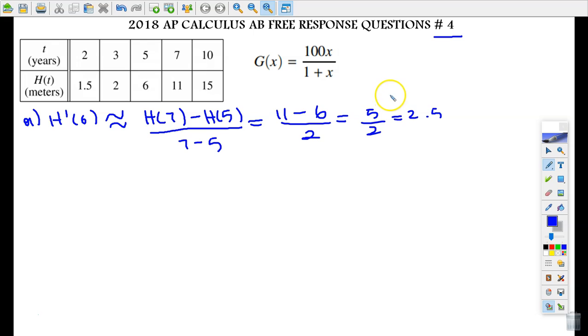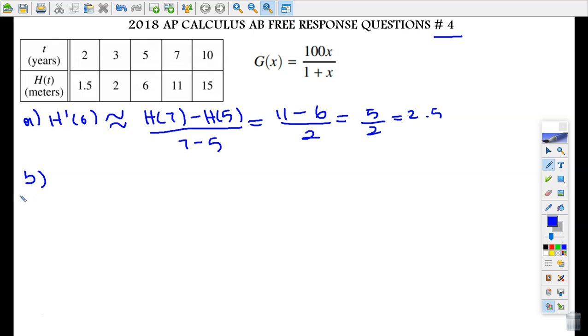The question also asks us to interpret the meaning of h prime 6. The meaning is that h prime 6 is the rate of change in the height of the tree in meters per year at time t equals 6 years. Okay, let's move on to part B.